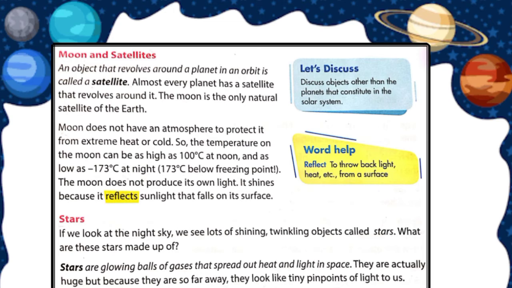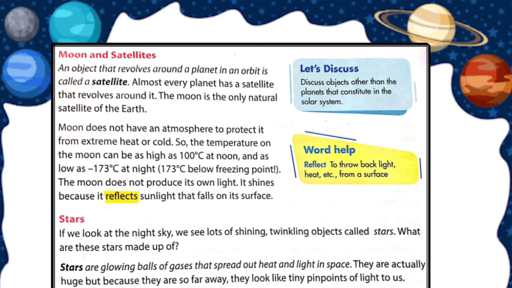The moon doesn't have an atmosphere to protect it from extreme heat or cold. So the temperature on the moon can be as high as 100 degrees Celsius at noon and as low as minus 173 degrees Celsius at night, means even below freezing point. And the moon doesn't produce its own light, and it shines because it reflects sunlight that falls on its surface.